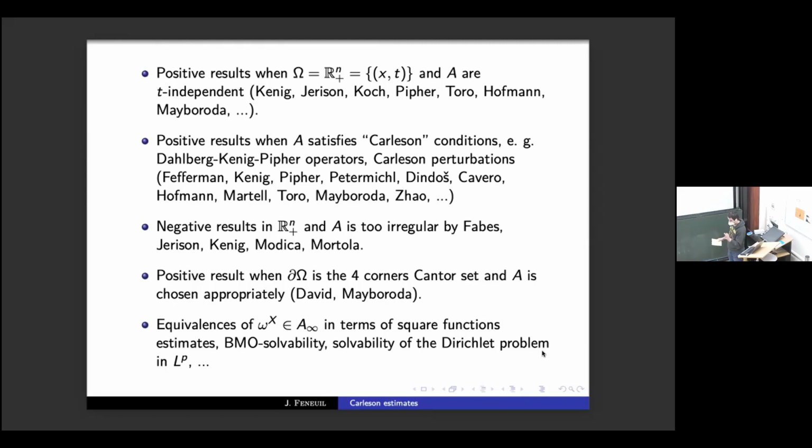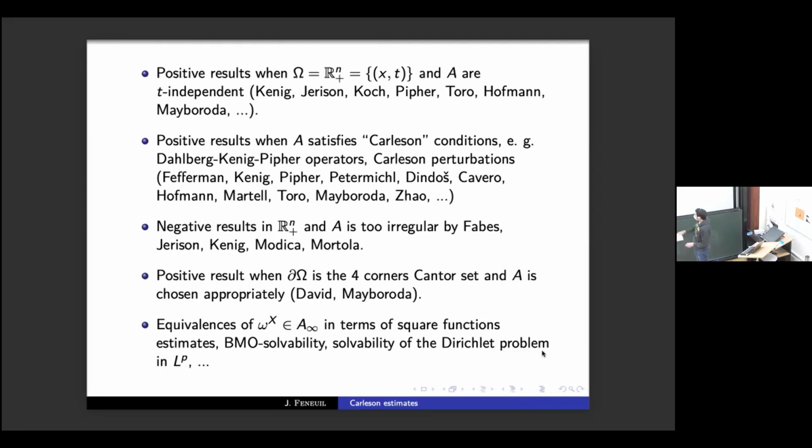And if you have one operator that you already know is A infinity, for instance t-dependent, and you make a small perturbation, small in terms of Carleson, then the harmonic measure of the perturbation will still be A infinity.